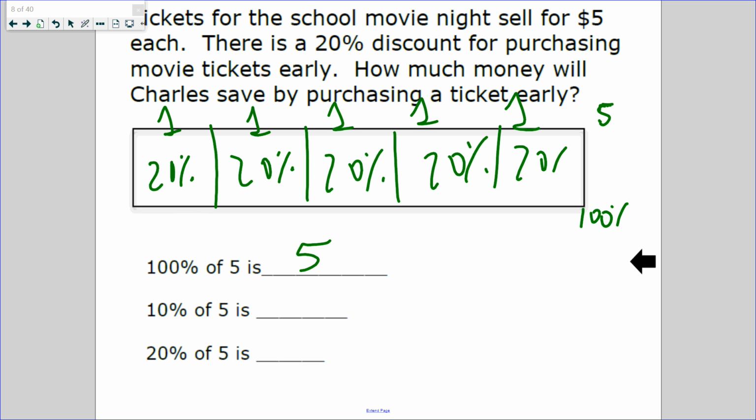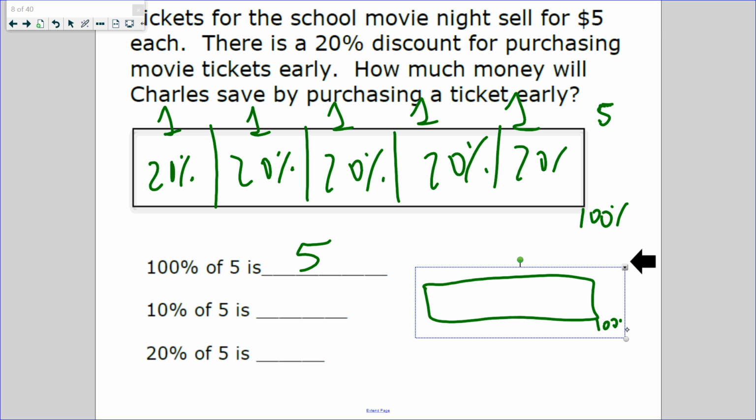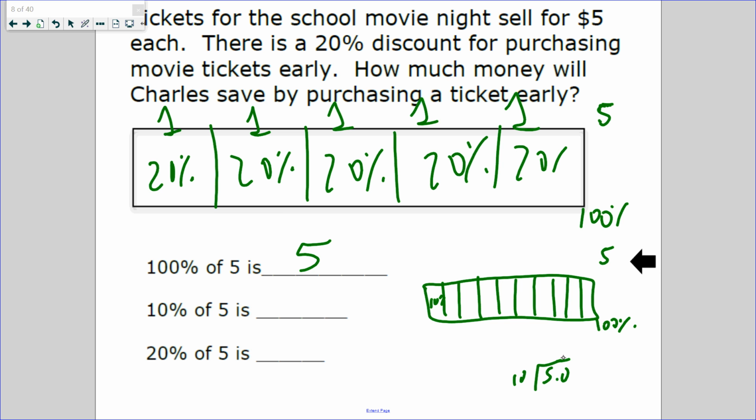In this one, we know 100% is 5. If I broke it up into 10 sections, 1, 2, 3, 4, 5, 6, 7, 8, 9, 10, and each represents 10%, what is $5 divided into 10 parts? 5 divided by 10 would be 50 cents. So if every 10% is 50 cents, 20% would be $1. That's another way to do it.